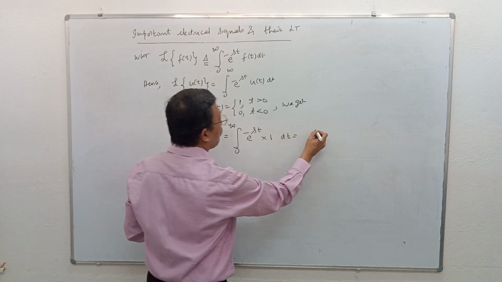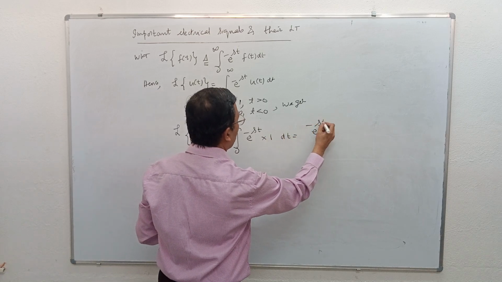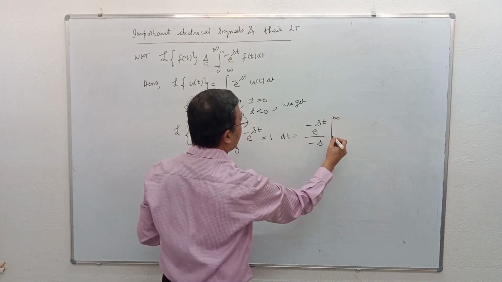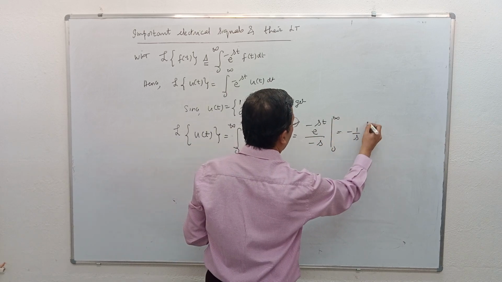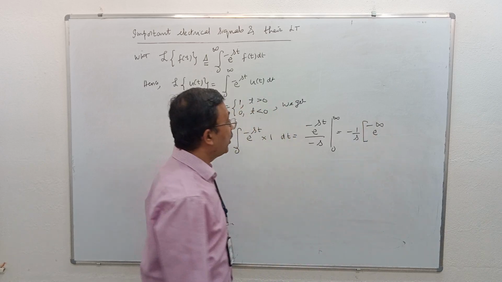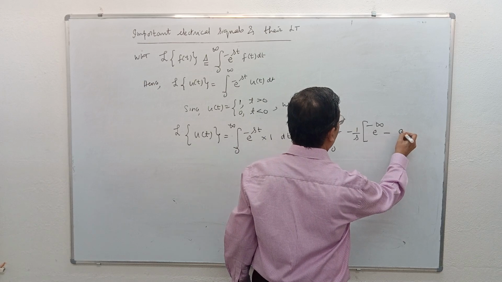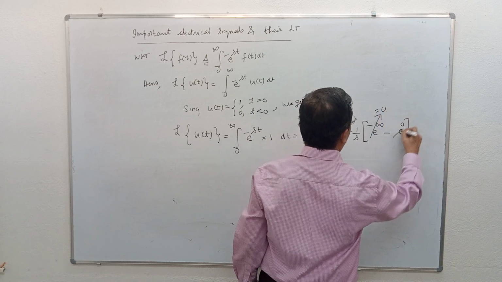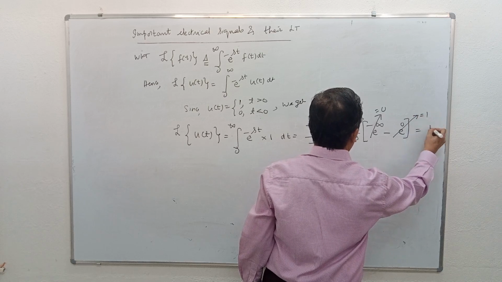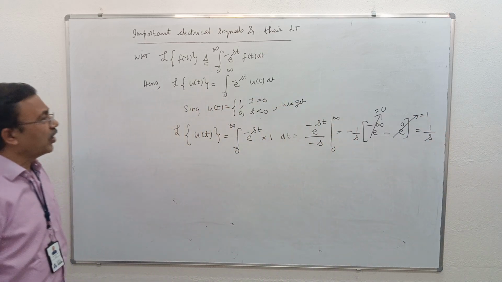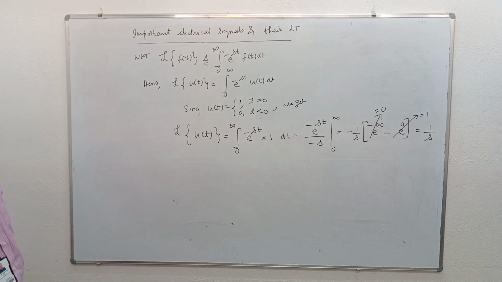Integrate e to the power minus st, you get e to the power minus st by minus s, limits from 0 to infinity. So this is minus 1 by s. If you put t equal to infinity, you get e power minus infinity. If you put t equal to 0, you get e to the power 0. E to the power minus infinity is 0. E to the power 0 is equal to 1. Therefore, you get the result 1 by s. Therefore, Laplace transform of u of t is 1 by s.